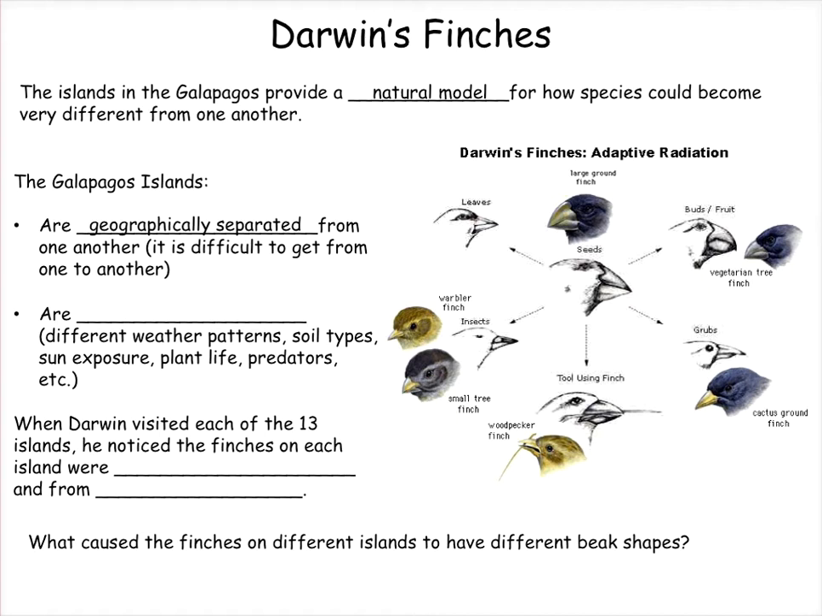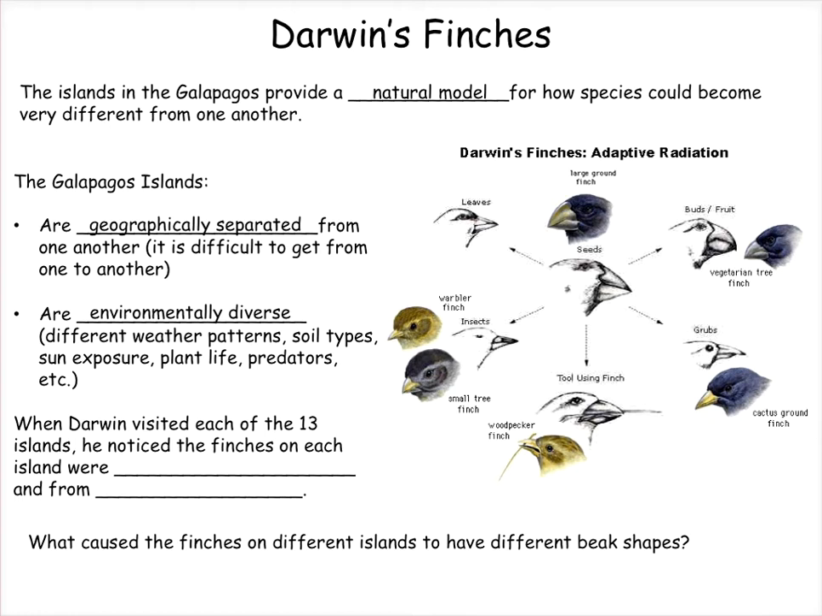The second feature of the Galapagos Islands that makes them ideal for studying how species change over time is that the islands are environmentally diverse. In other words, each of the islands have different weather patterns, different soil types, different levels of sun exposure, different vegetation, different predators, and so on. None of the 13 are exactly the same as each other.